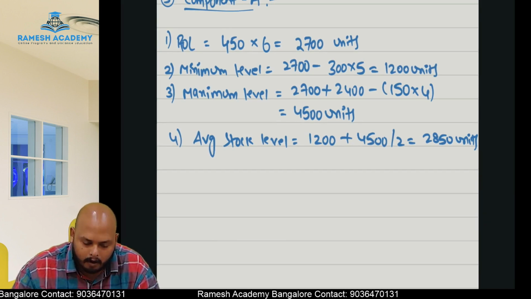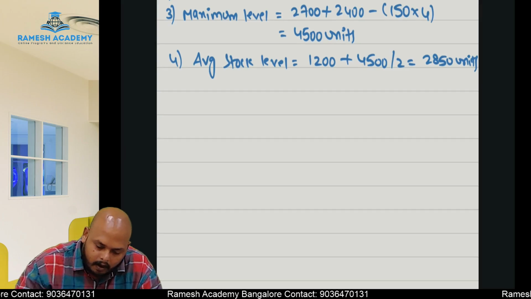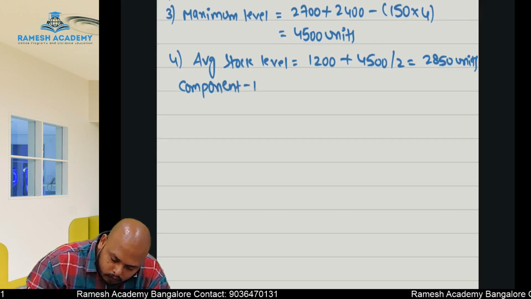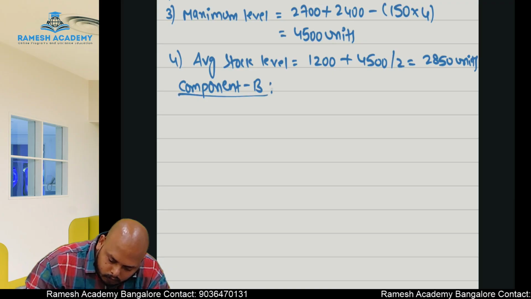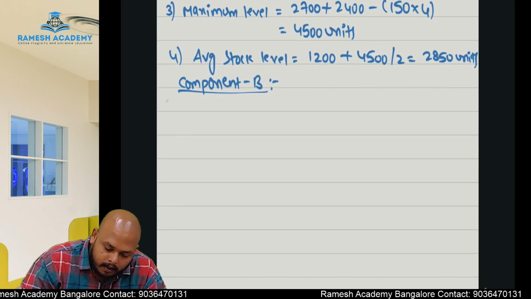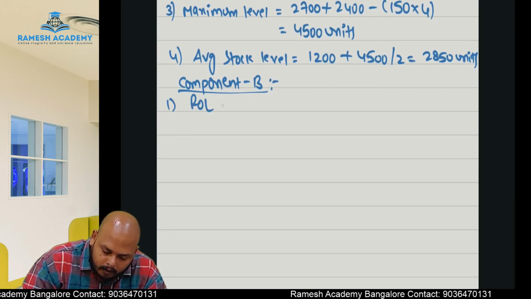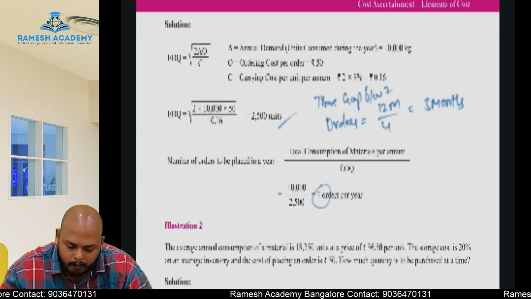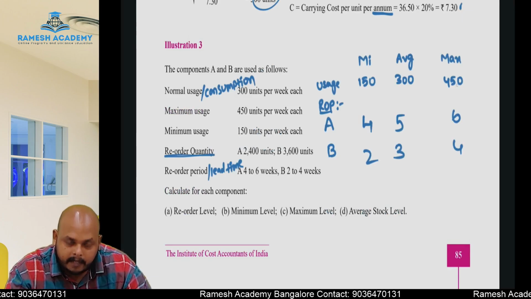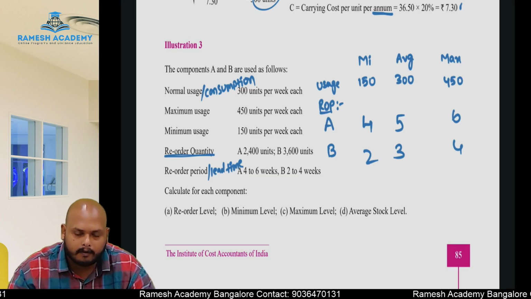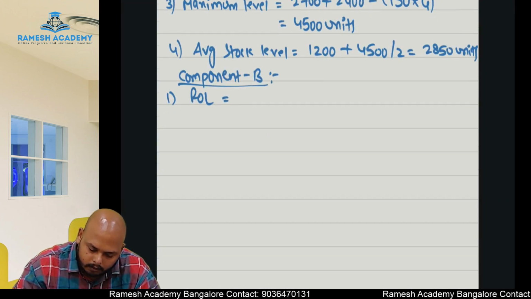Now we calculated for component A. Now let's calculate for component B also. For component B, what is the first one? Reorder level. The formula is maximum consumption into maximum lead time. What is the maximum consumption? 450. And what is the maximum lead time? 4. 450 into 4.